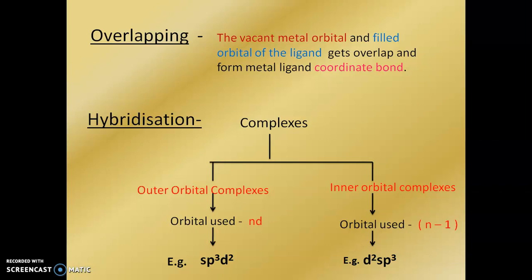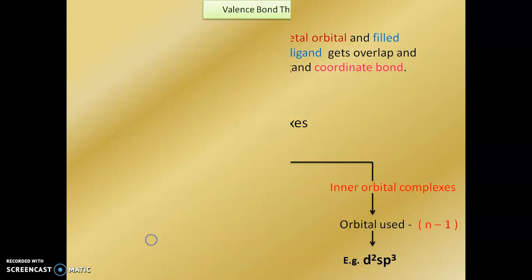Regarding hybridization, two types of complexes are formed: outer orbital complexes and inner orbital complexes. When nd orbitals are used in hybridization, outer orbital complexes are formed, for example sp3d2. If, instead of nd orbitals, (n-1)d orbitals are used, then inner orbital complexes are formed, for example d2sp3.